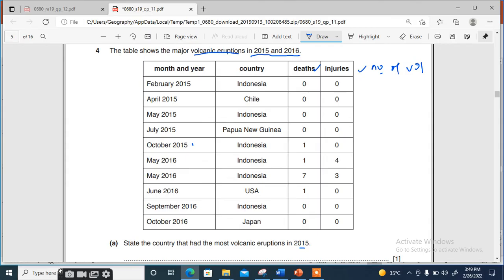So these are 2015. 1, 2, 3, 4, 5. Which country here appears most in 2015? I have Indonesia in February 2015, Indonesia in May 2015, and Indonesia in October 2015. So Indonesia appeared 3 times, more than the other countries. So the answer to that question, state the name of the country, will be Indonesia.